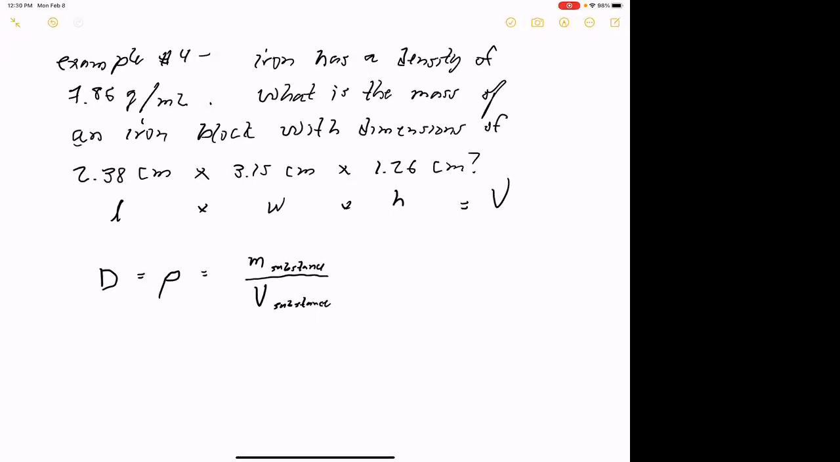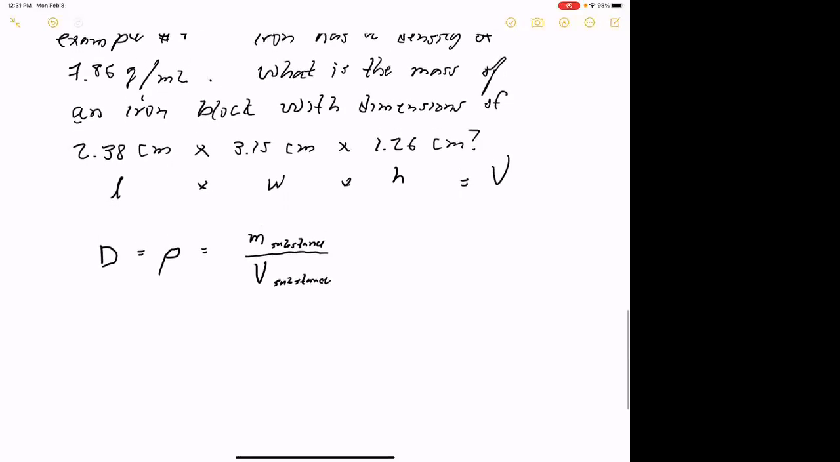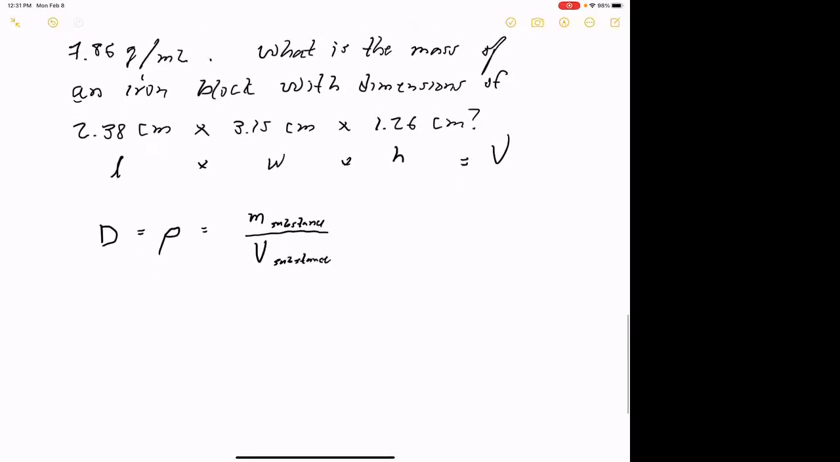So if I have a volume of a substance and I need to get to a mass of it, density is the way to go. Okay, and we're going to see that in this specific example. The first thing I'm going to do is calculate the volume of the iron block because I'm trying to get to a mass of it. And I'm going to use density as my conversion factor to do that.